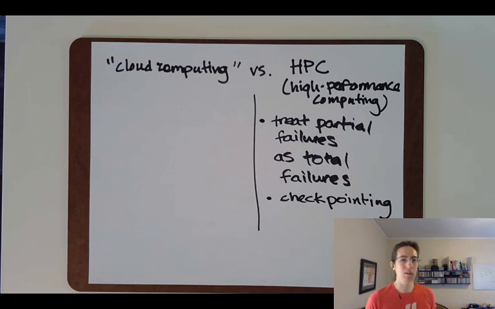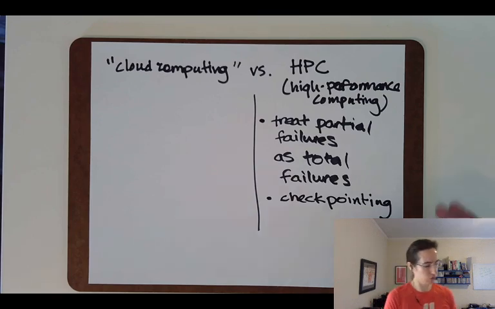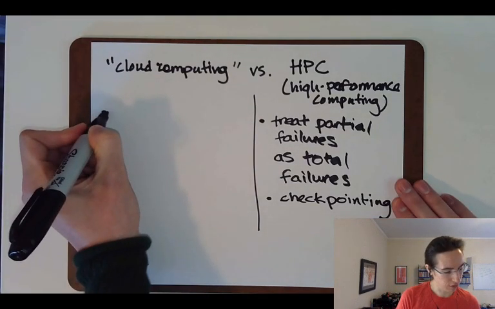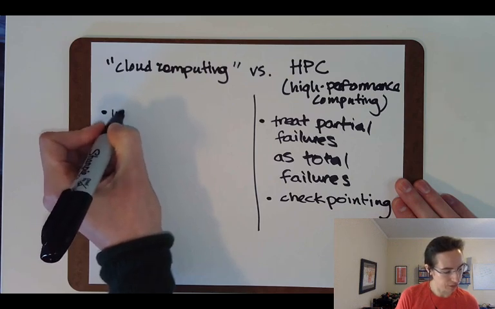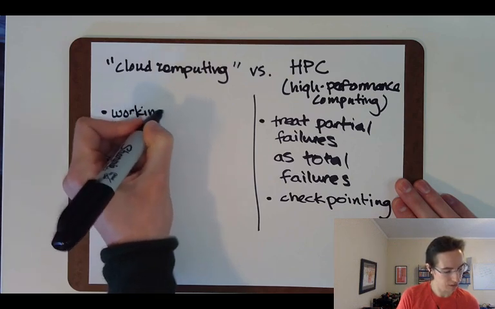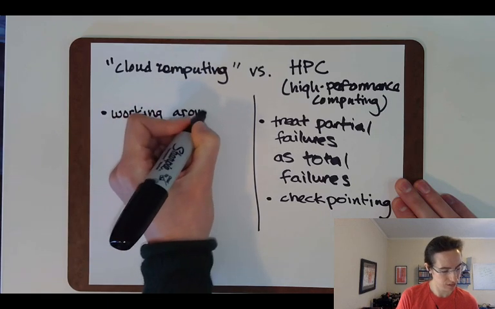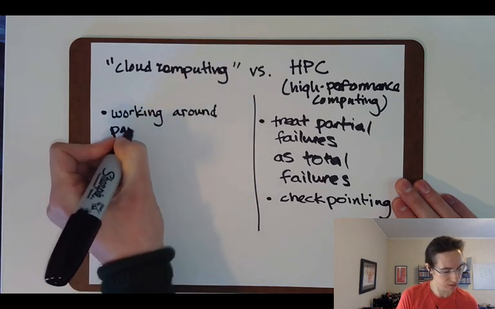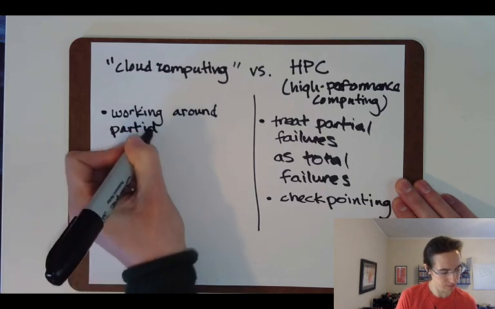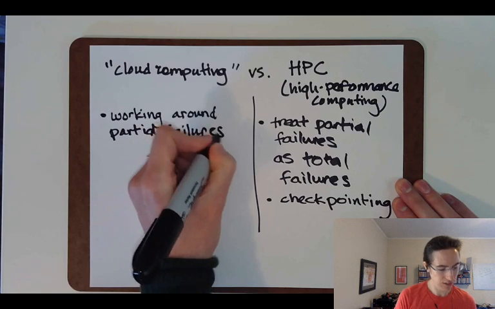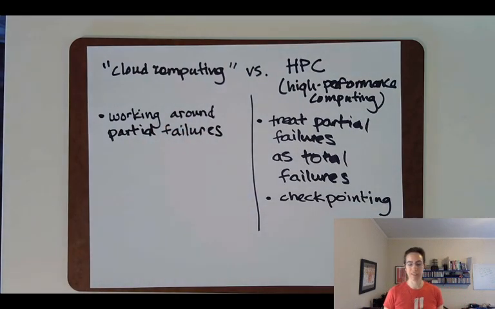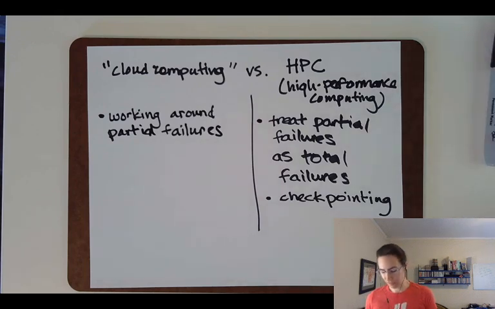But we're going to be spending more of our time talking about the so-called cloud computing approach, which involves working around partial failures and expecting those kinds of failures. Questions about this so far?